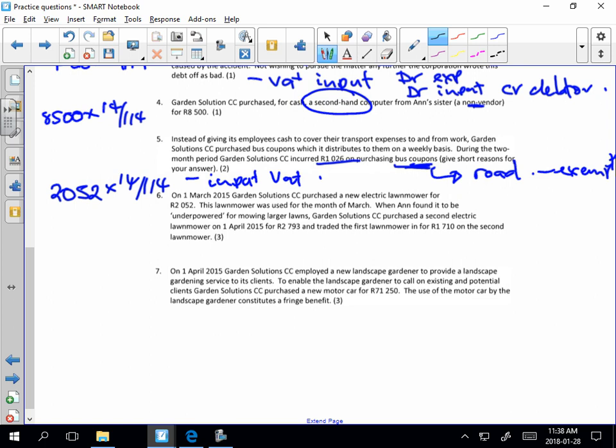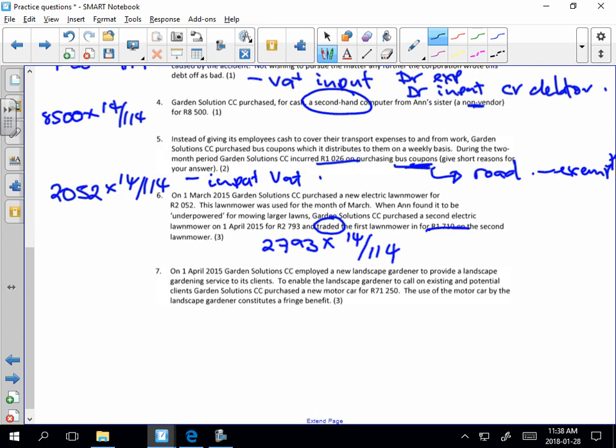When they found out that it was underpowered, they purchased a second lawnmower. Right, when you purchase the second one for 2793, we'll do the same, times 14 over 114. That's another input VAT claim. Guys, comfortable? Okay. And then let's look at transaction number three. Transaction number three is the first lawnmower was traded in.